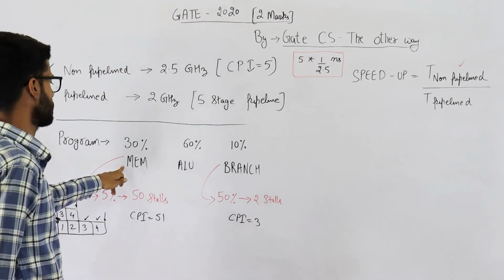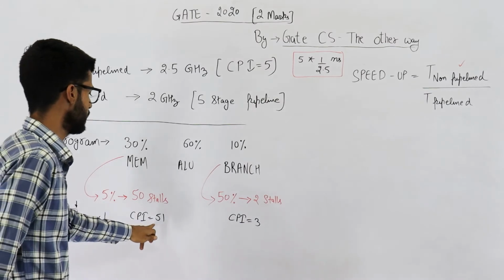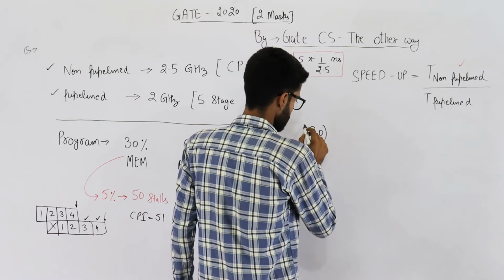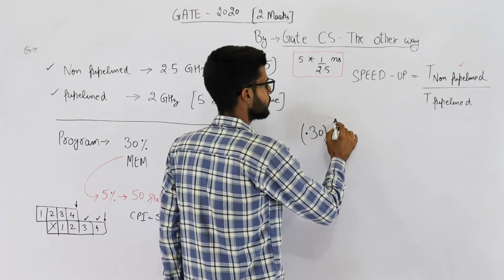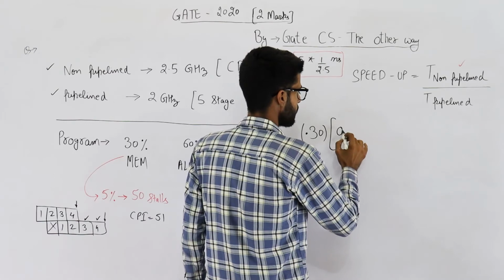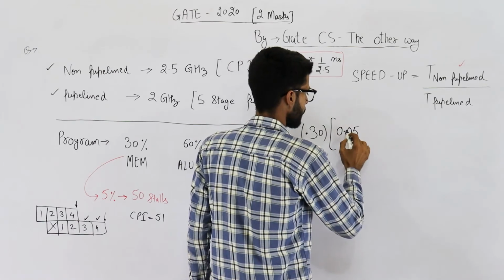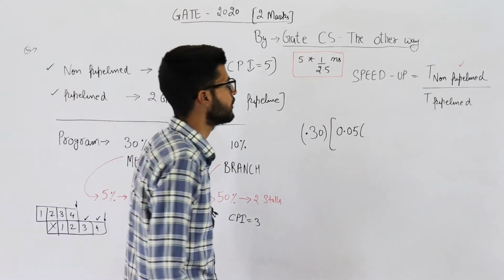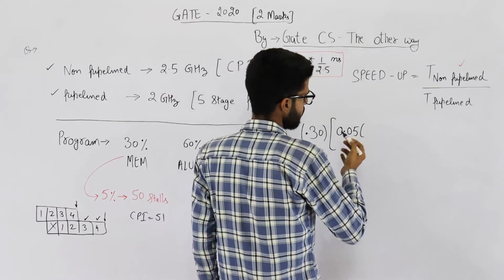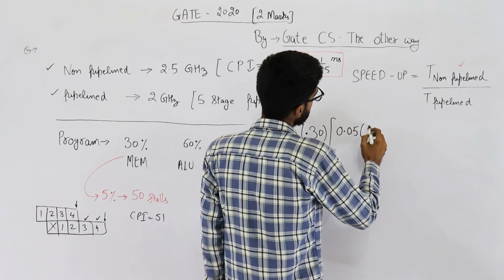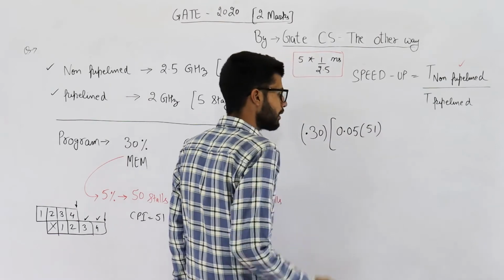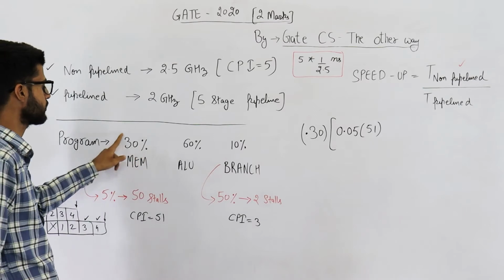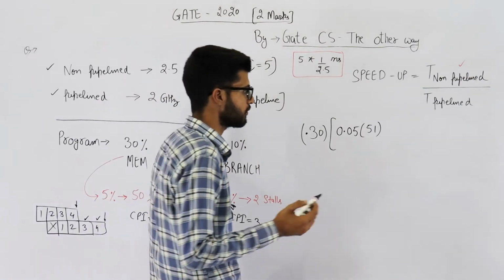Out of 30% memory instructions, 5% incur a CPI of 51. Out of 30%, 5%, that means 0.05. 5% of the instructions have a CPI of 51. The remaining 95% of the memory instructions, the remaining instructions from this 30%, will have a CPI of 1 only.